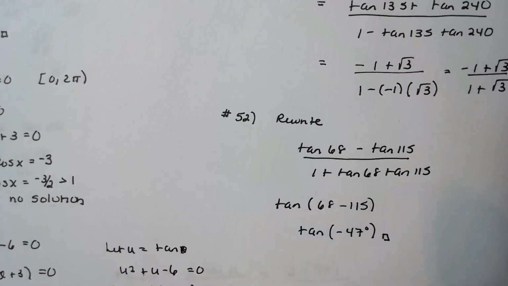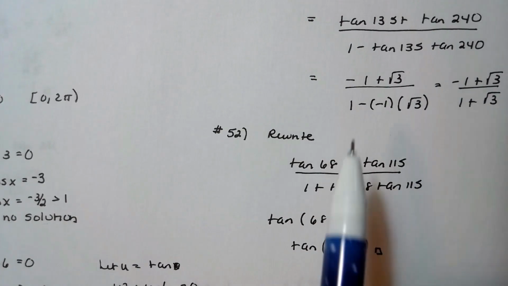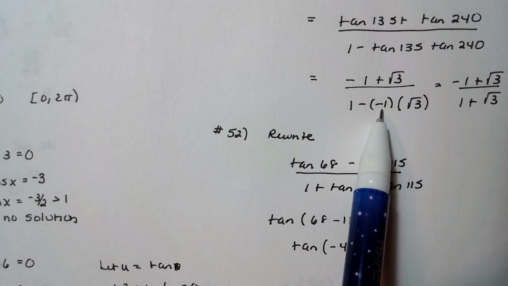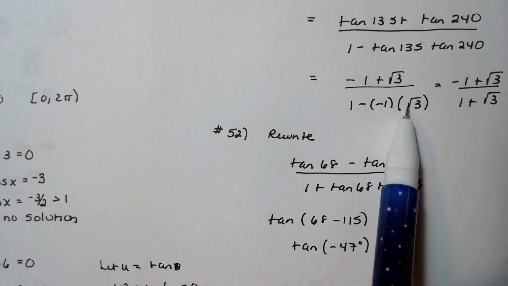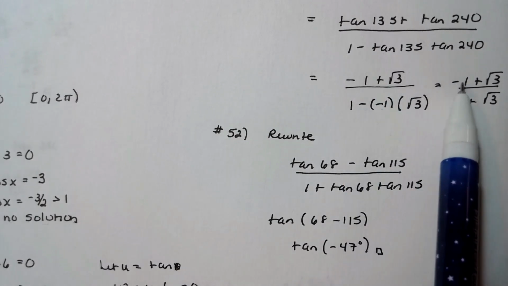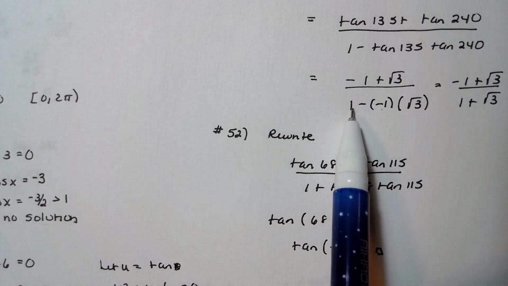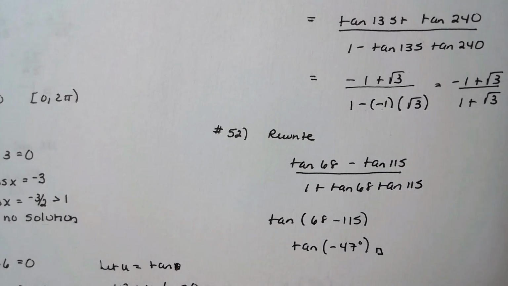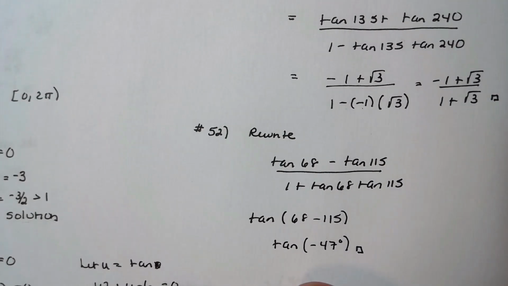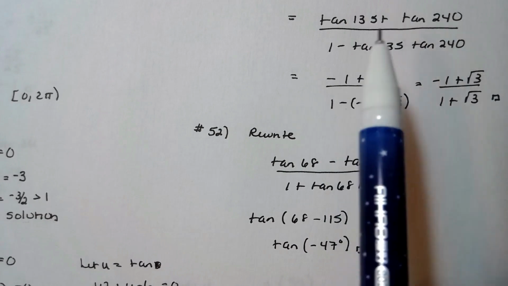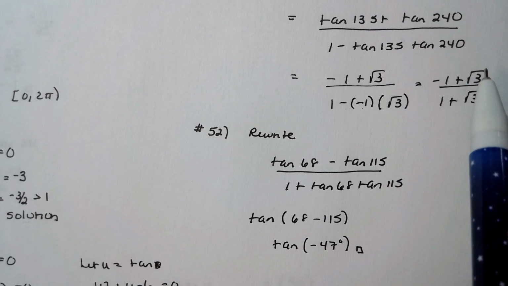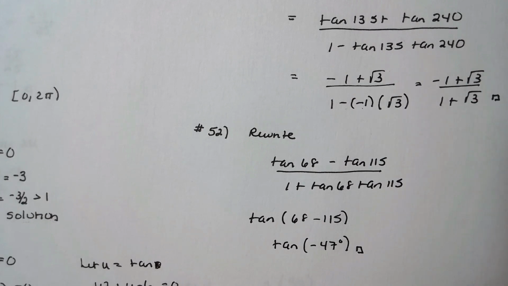Okay? And then, again, we found out that the tangent of 135 is negative 1, and the tangent of 240 is root 3. And so on top we have negative 1 plus root 3, and on the bottom we have 1 minus negative 1 times root 3, or 1 plus root 3. So getting that tangent, you've got to practice that. It's just y over x. But you might have to do a little bit of arithmetic to simplify it.